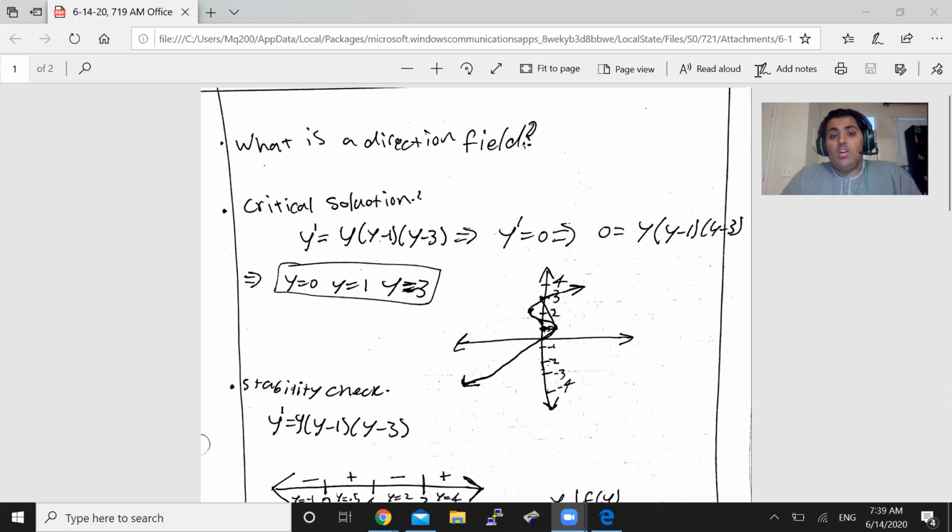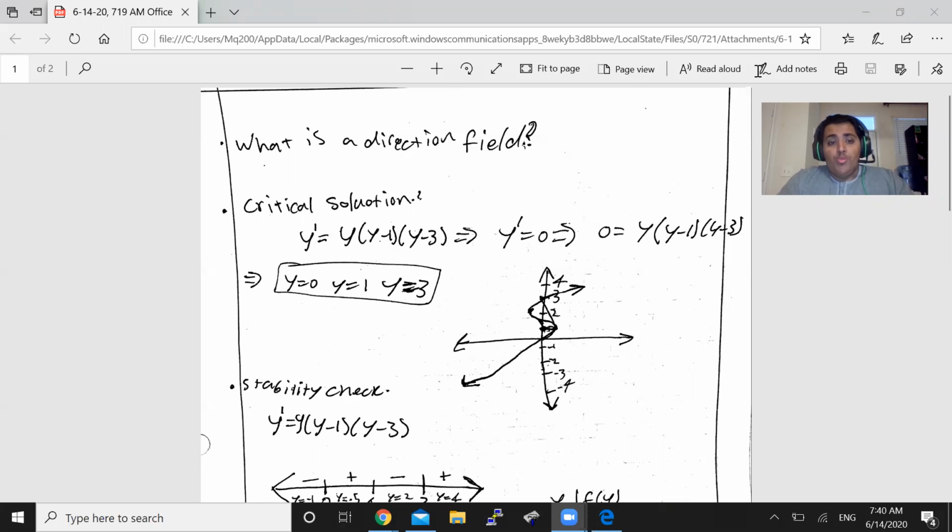So, what's a direction field? Let's say we have a first order differential equation that we can solve. We use a direction field to approximate the solution, or you could just say to find the derivative of the equation.